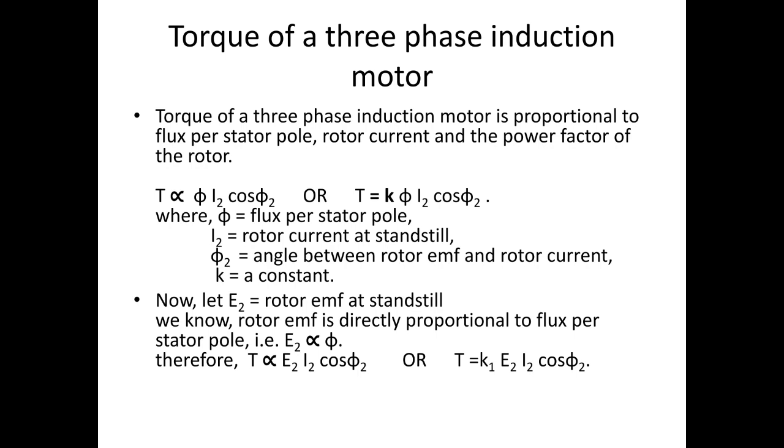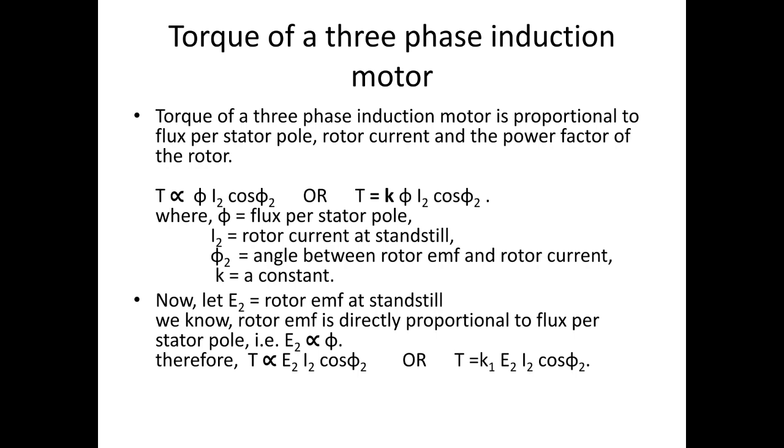Since we are dealing with AC, meaning alternating current, the power factor plays a major role in the torque equation, right? So T is nothing but my torque, and that is directly proportional to the flux as well as I2 cos phi 2. Flux is nothing but flux per stator pole. I2 is the rotor current at standstill, and cos phi 2 is the angle between the rotor EMF and rotor current. Cos phi is nothing but the power angle of your motor. K is a constant. Since we are putting a proportionality, we introduce a constant.